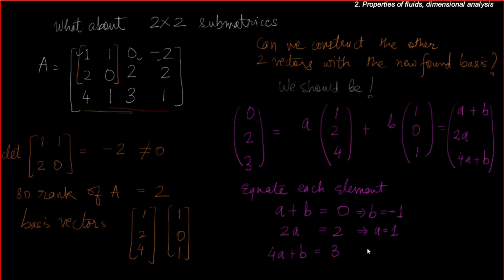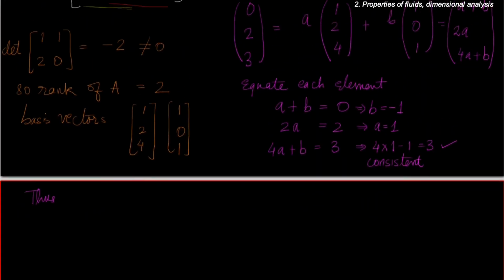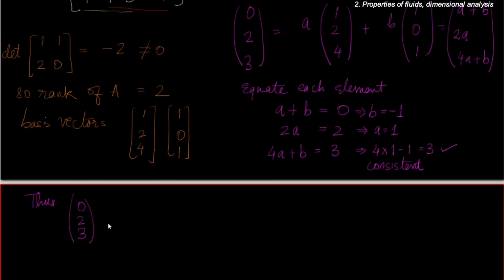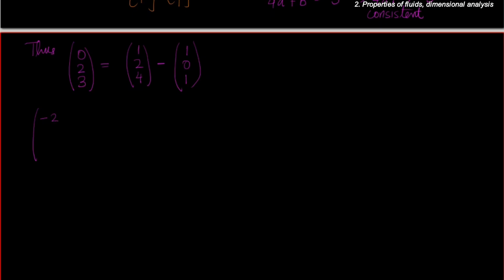If we solve for this linear system, we find that b is equal to minus 1, a is equal to 1. Now because we have only 2 unknowns and 3 equations, the third equation has to be consistent with the solutions that we have already found out. So if we plug in the values of a and b, we obtain 4a plus b is in fact equal to 3, which means that the equations are consistent. And thus, the third column vector is 1 times the first basis vector minus 1 times the second basis vector.